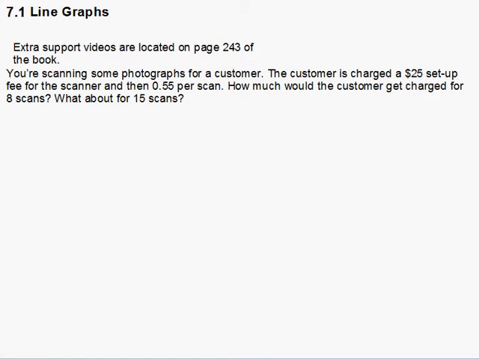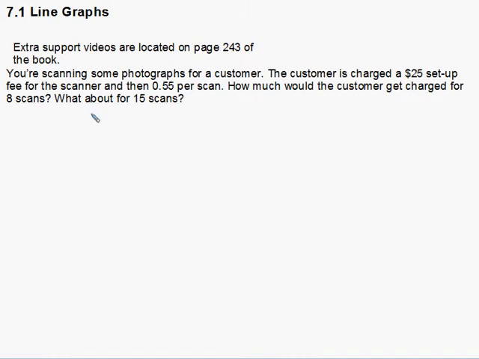Start with line graphs, and let's say we're scanning some photographs and they're charged a $25 setup fee for the scanner and then 55 cents per scan. And how much would they get charged for 8 scans, and how much would they get charged for 15 scans?